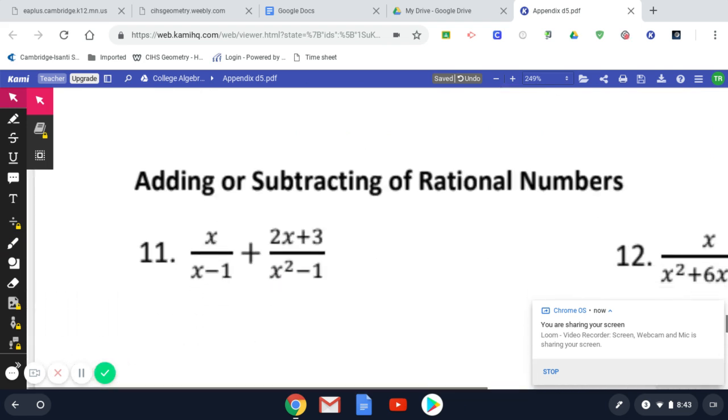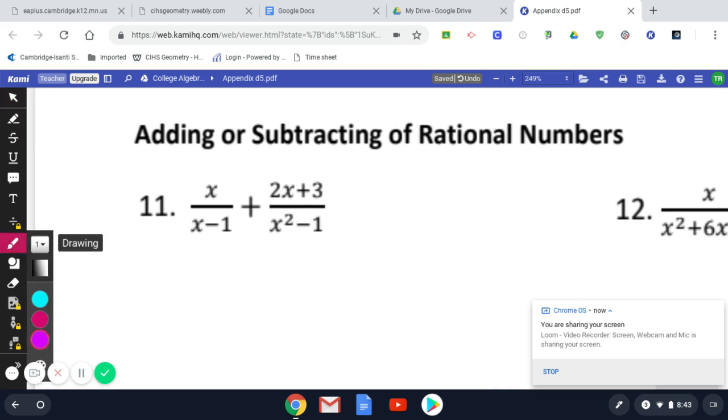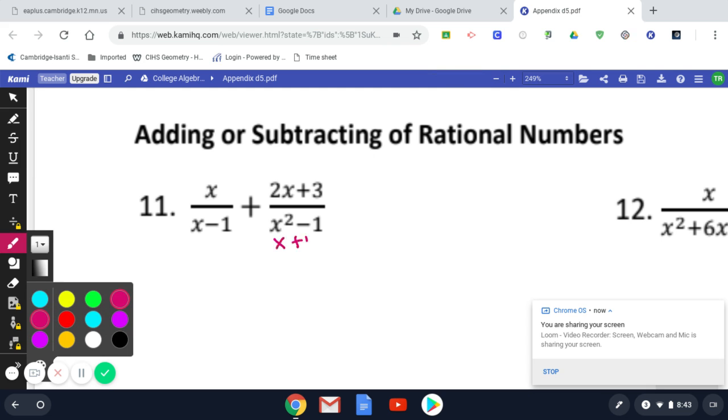Adding or subtracting rational expressions. In order to add or subtract, if you think about the warm-up, we have to have the same denominator. As I look at this, my first thing is I need to make sure the denominators are factored. This one here is the difference of squares, so this is (x plus 1)(x minus 1). To get my denominators the same, I already have x minus 1, so I need to multiply by x plus 1. Whatever I do to the bottom, I have to do to the top, or the numerator.